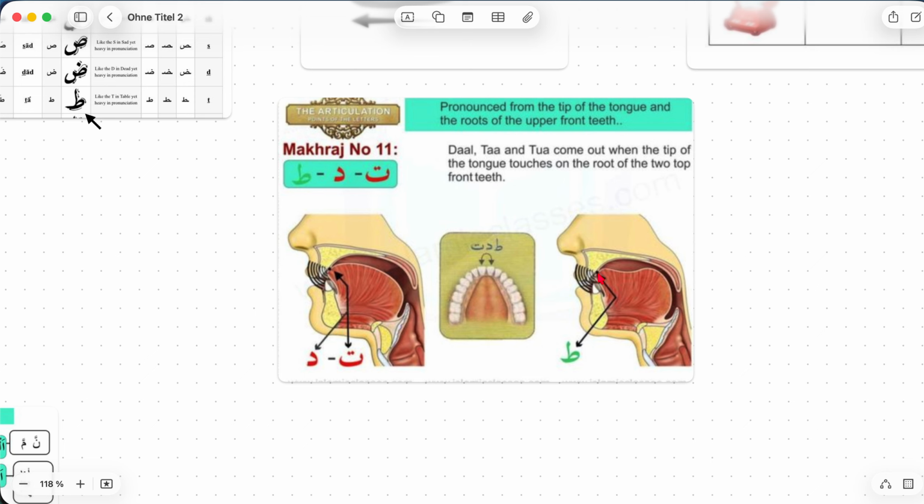The common pronunciation mistakes: many non-native speakers pronounce Ta incorrectly by reducing it from the back of the mouth. They are making Ta not raised or heavy, but they are making it lighter.